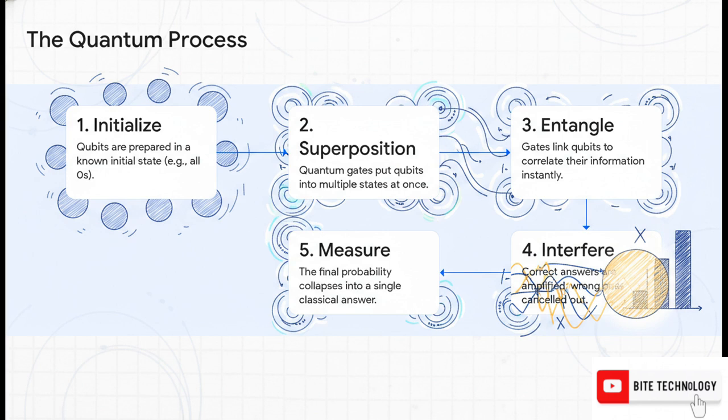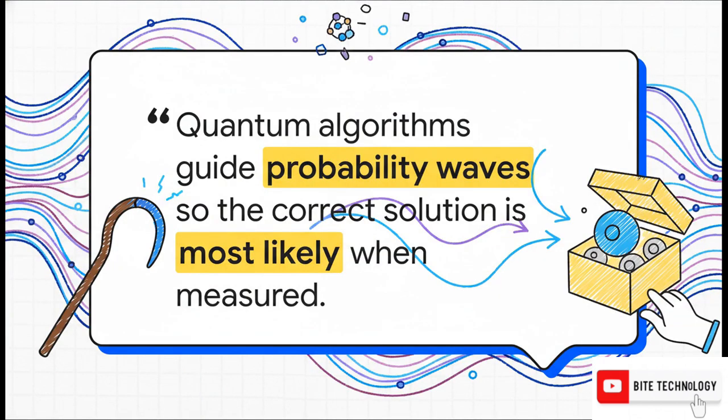And finally, you take a measurement, which basically means you look at it, and poof, all those possibilities collapse into one single correct answer. Yeah, there's a great way to think about it. It says that quantum algorithms are all about guiding probability waves. You're not just smashing through a problem with brute force. It's more elegant. You're like a conductor, gently guiding all these possibilities so that the correct solution becomes the most likely one to pop out at the very end.